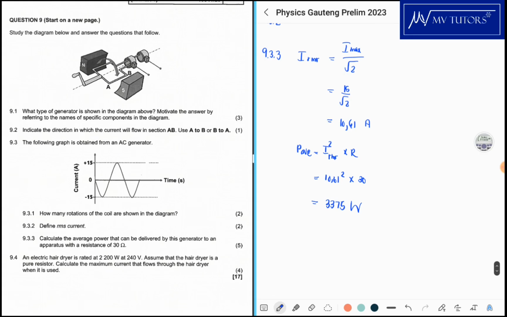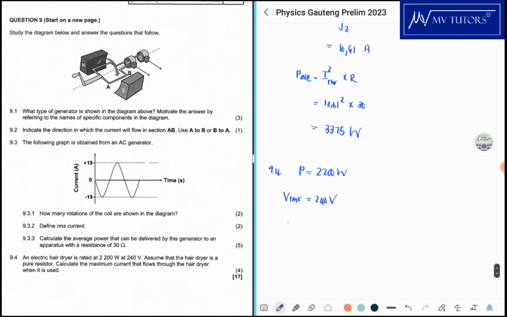Okay, we're almost there. Last question now, 9,4. It says an electric hairdryer is rated at 2,200 watts. So we have the power at 240 volts. That voltage they have given us is actually VRMS. Assume that the hairdryer is a pure resistor. Calculate the maximum current that flows through the hairdryer. So we're looking for Imax when it is used.